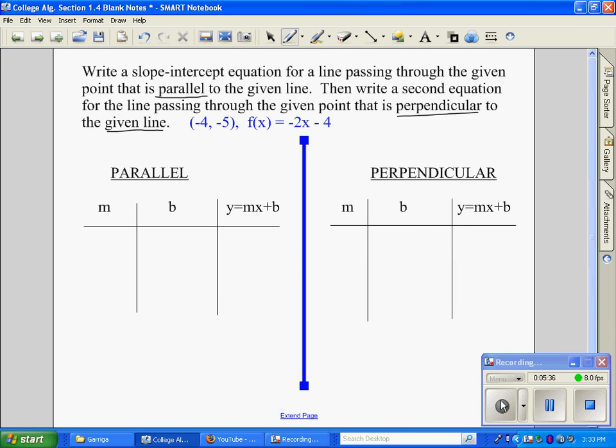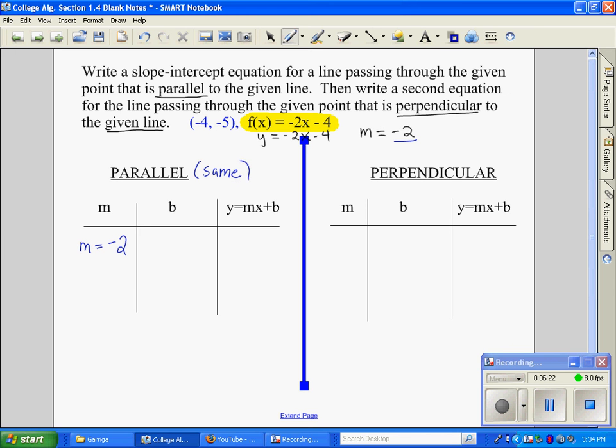To start, we start with our given equation, which is f of x. All we need out of this given equation is just the slope. Other than that, we will never use it again. f of x means the same thing as y equals negative 2x minus 4. So our slope of the given line is negative 2. That's the only information we need from that highlighted version. Now, to start, I'm going to work with parallel. My m is negative 2 because parallel says use the same slope.